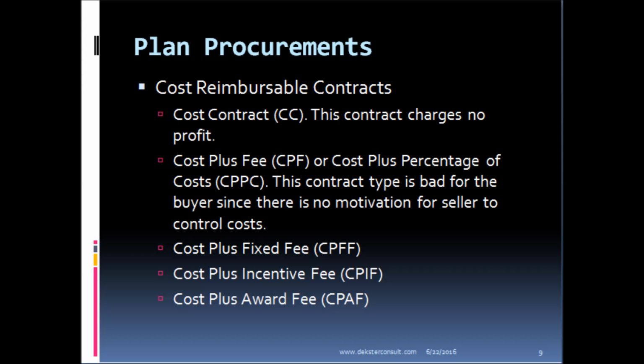We have a cost plus fee, which is also known as a cost plus percentage of cost. Then we have the cost plus fixed fee. We have the cost plus incentive fee. And then we have a cost plus award fee. Now the incentive fee and award fee are both incentive forms of the cost reimbursable contract.